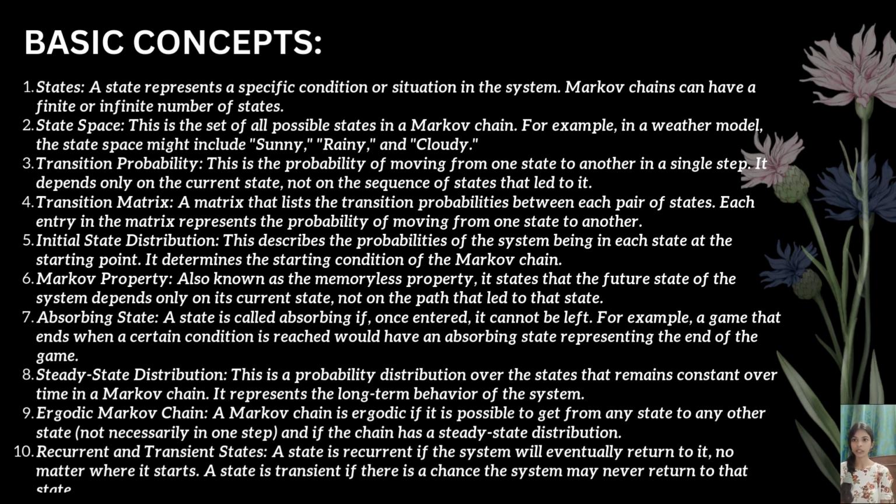Steady state distribution: this is a probability distribution over the states that remains constant over time in a Markov chain. It represents the long-term behavior of a system. Recurrent and transient states: a state is recurrent if the system will eventually return to it no matter where it starts. A state is transient if there is a chance that the system may never return to the state.